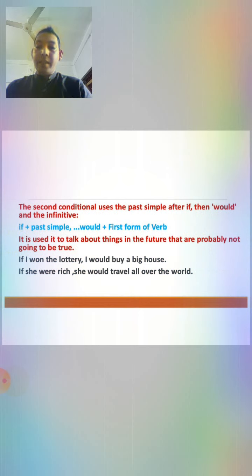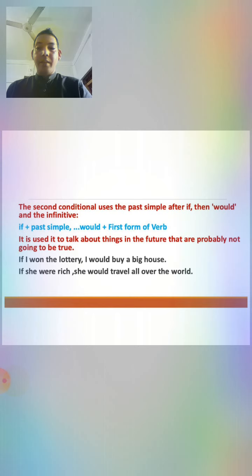We can see the second conditional uses the past simple after if, then would and the infinitive. The structure is: if plus past simple plus would plus base form of the verb. It is used to talk about things in the future that are probably not going to be true. Here are the examples: if I won the lottery, I would buy a big house.